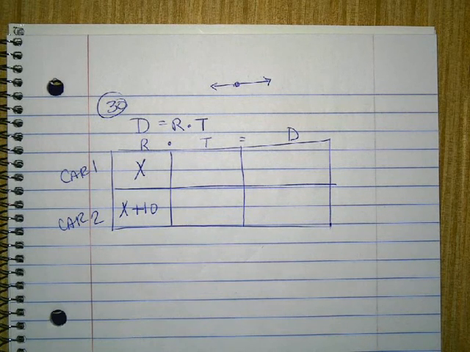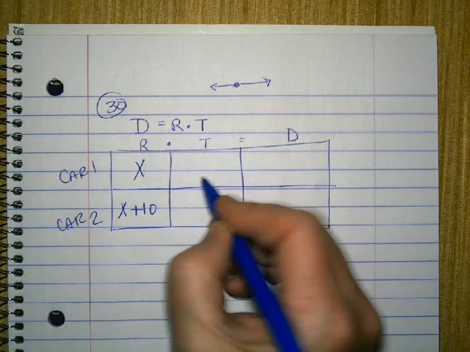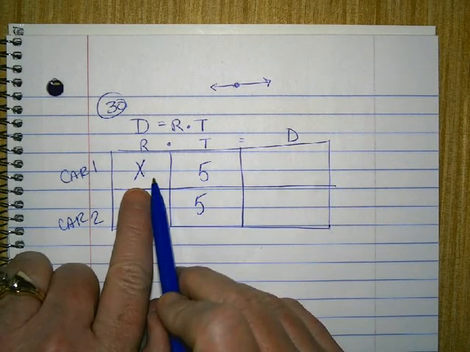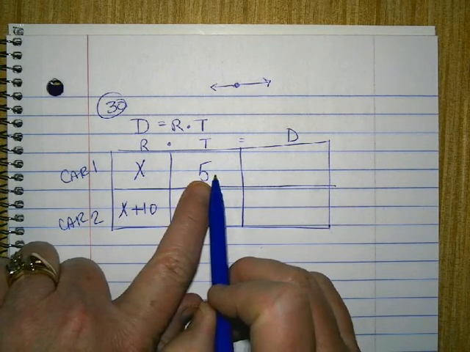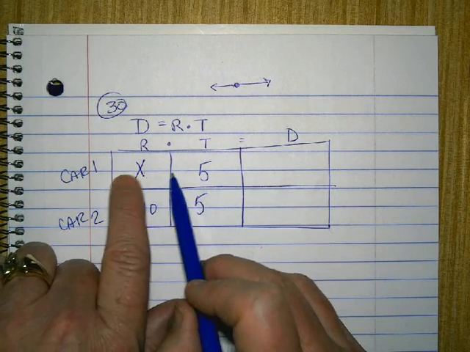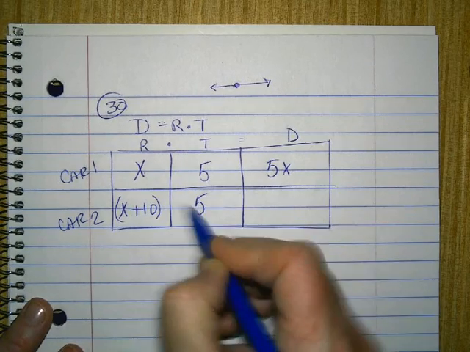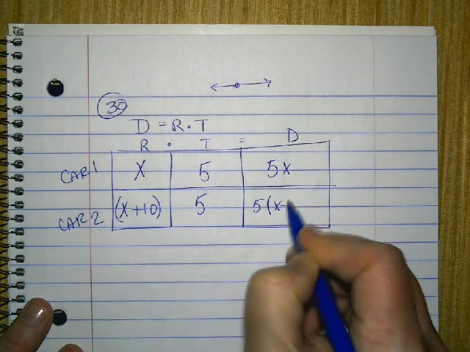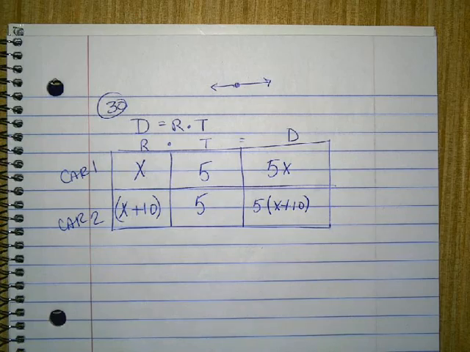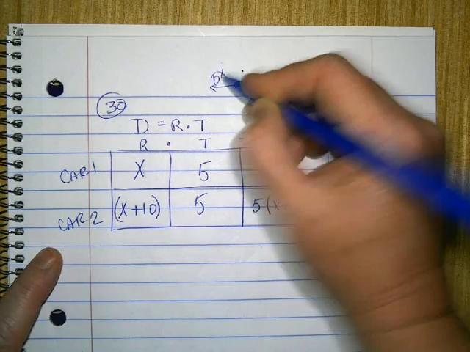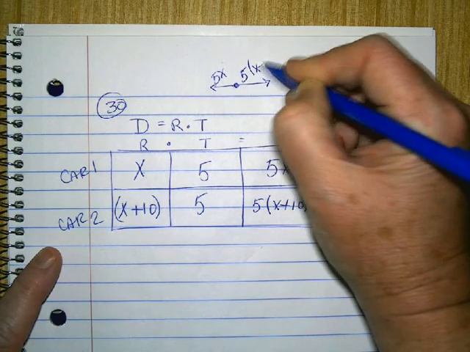Do you know the length of time the cars travel? 5 hours. Says that in the story. Each car travels for 5 hours. If you multiply the rate times the time, you will get the distance. So X times 5 is 5X. X plus 10 times 5 is 5 times x plus 10. This is how far this car went. This car went 5x. This car went 5 times x plus 10.